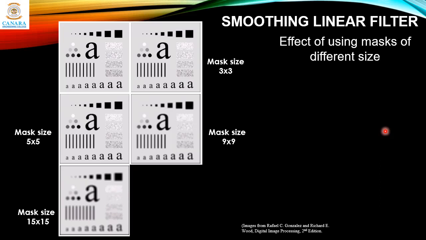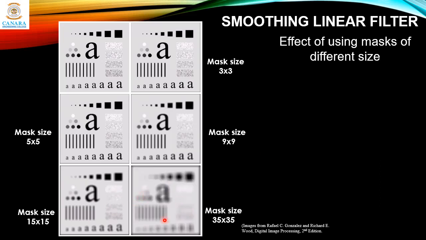It's a huge filter size, and this is the result. So some patterns have been totally washed out from the image. For reference, the input image is 500 cross 500, and the filter we are using here is 35 cross 35. So you can see the difference. The pattern has been totally blurred. So this is the effect of varying the mask sizes.